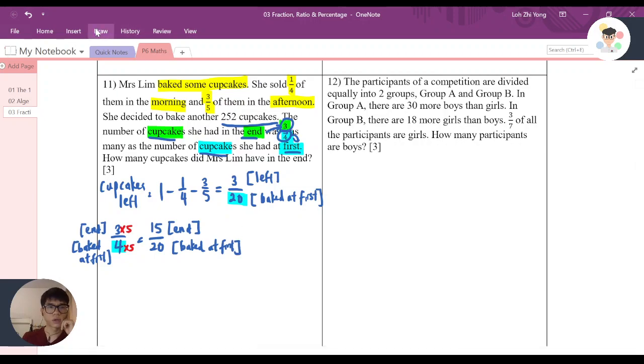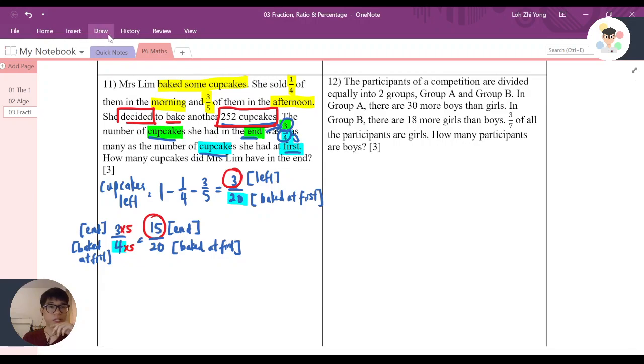Now, you might actually focus on one thing. Just now, I calculated cupcakes that are left is 3. But why suddenly in the end it becomes 15? Why? Can anyone tell me why? Okay, if you thought for a moment, you remember that she decided to bake another 252 cupcakes. That's why it increases to become 15 now. You get the idea? Because of the 252, it increases from 3 to 15.